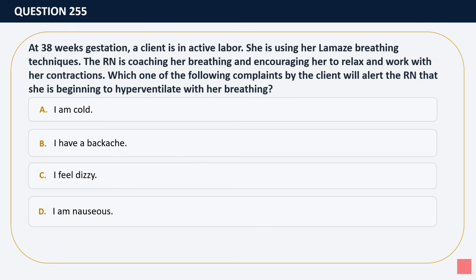Question 255. At 38 weeks gestation, a client is in active labor. She is using her Lamaze breathing techniques. The RN is coaching her breathing and encouraging her to relax and work with her contractions. Which one of the following complaints by the client will alert the RN that she is beginning to hyperventilate with her breathing? A. I am cold. B. I have a backache. C. I feel dizzy. D. I am nauseous.